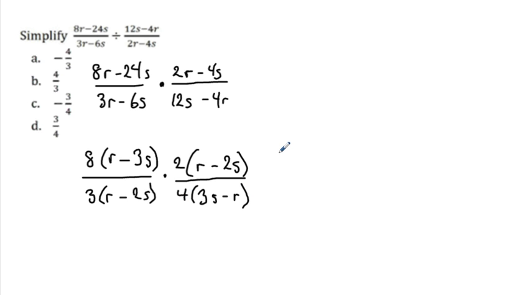All right, now what we want to do next is see if we have any of the same factors in the numerator as we do in the denominator. And we can see right now we have an r minus 2s down here and an r minus 2s up here. So those are going to divide out to become 1. And let's take a look at the coefficients here also. The 2 and the 3, they're going to remain the same.